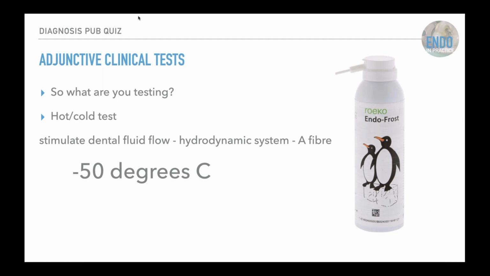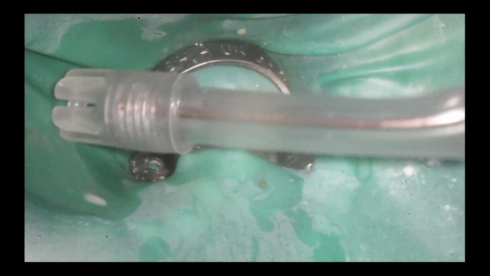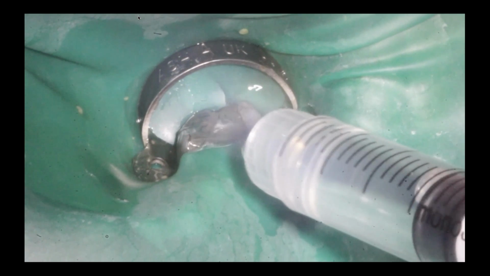So if you want a true cold test, please, the first thing that you do when you get back into the practice, whenever that is, throw out your ethyl chloride, because it's more expensive than Endo-Frost, and it's that isolation and the air dry may give patients enough of a response.